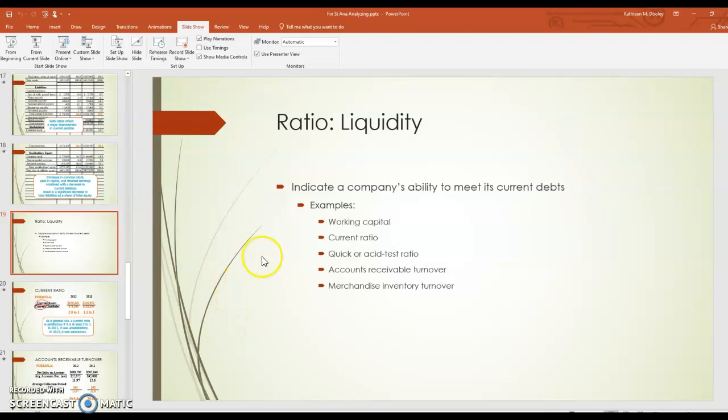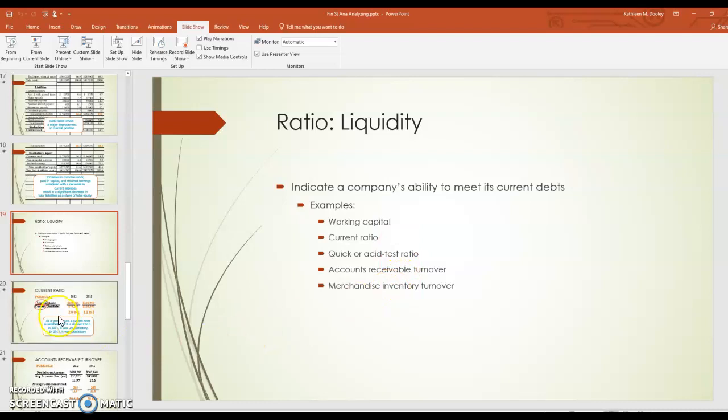Now, the working capital and current ratio are both very important, particularly to bankers and loan officers. They want to make sure that there's enough current assets to cover the current liabilities, enough cash, etc. as well. Okay, and so working capital is the total of current assets minus the total of current liabilities. And we want there to be a nice good chunk left over. We want to have more current assets than we have current liabilities.